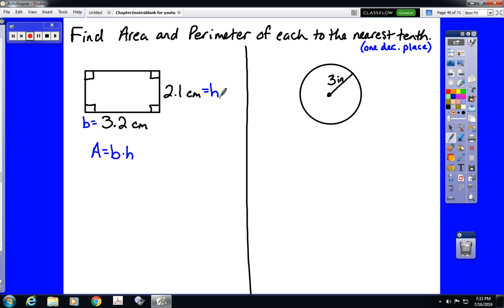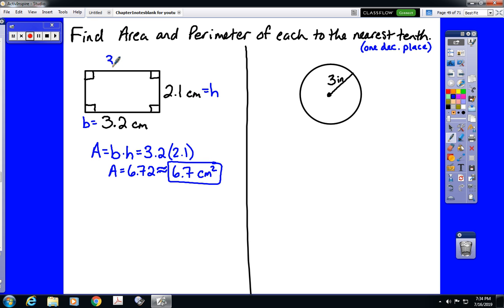The base is 3.2. The height is 2.1 centimeters. So that would be 3.2 times 2.1. So the area would be 6.72, which we would round to 6.7. Notice the approximate symbol, square centimeters.